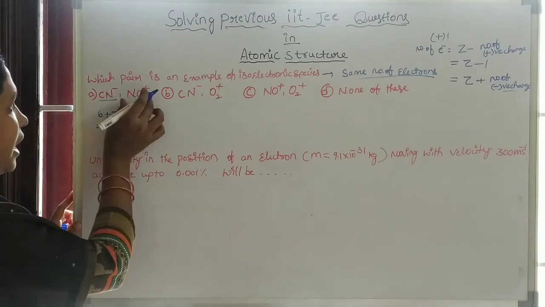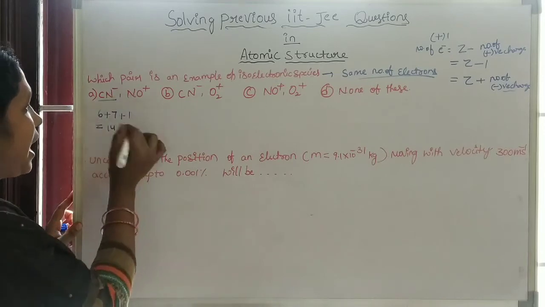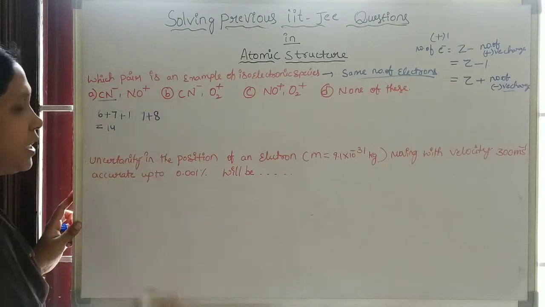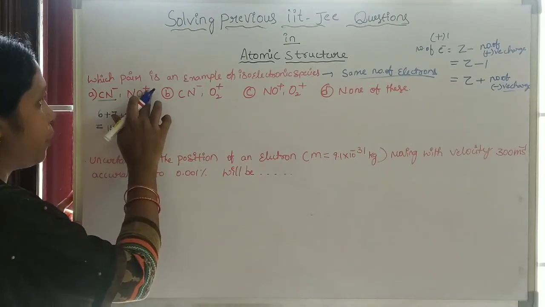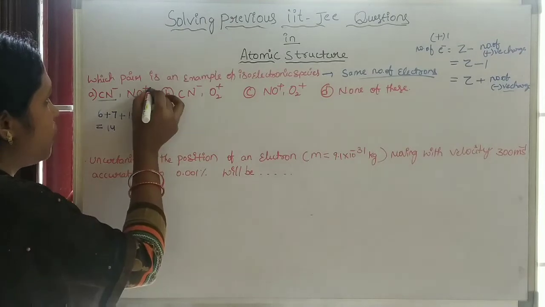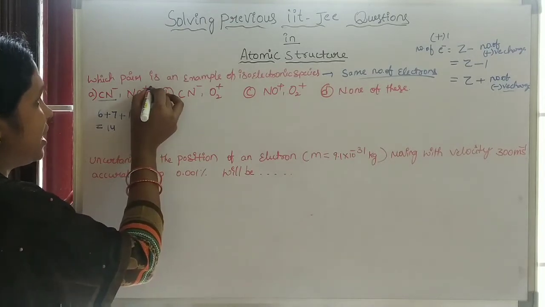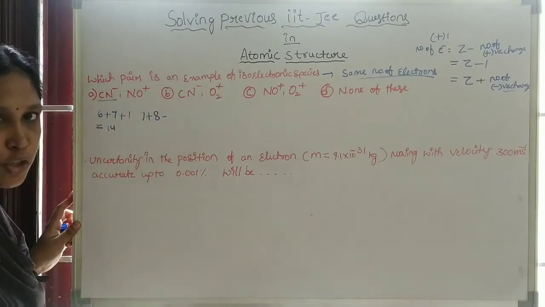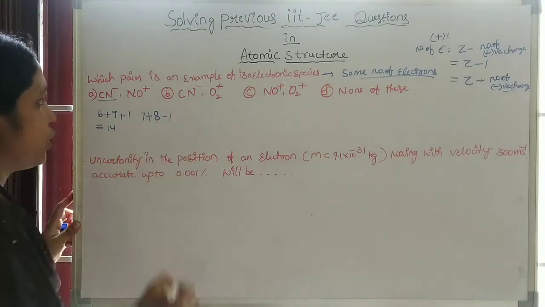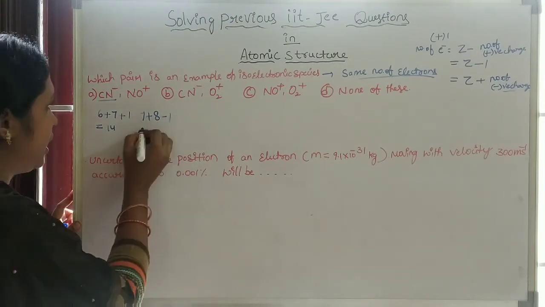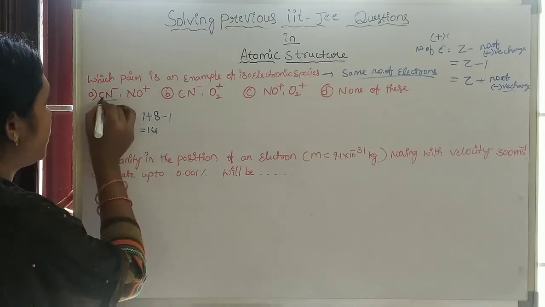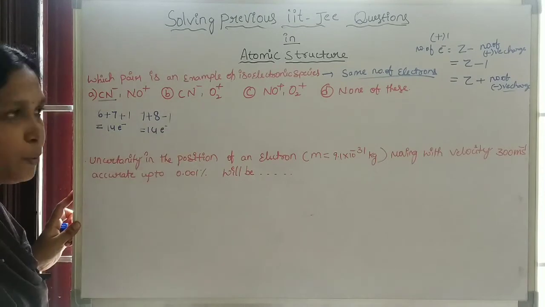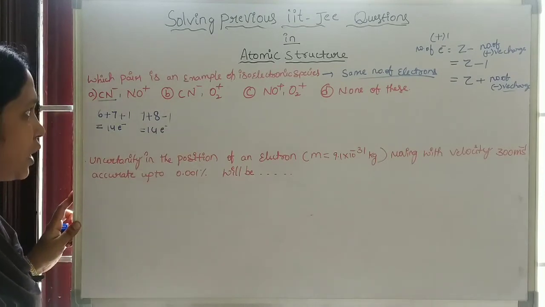Okay, like that calculate NO plus also. Nitrogen has atomic number 7, oxygen has atomic number 8, but here the ion carries positive charge. How much positive charge is it? It has 1 unit positive charge. So positive charge means subtract the positive charge, which is 1. So 7 plus 8 minus 1 equals 14. So CN minus has 14 electrons and NO plus has 14 electrons. Okay, both show the same number of electrons.